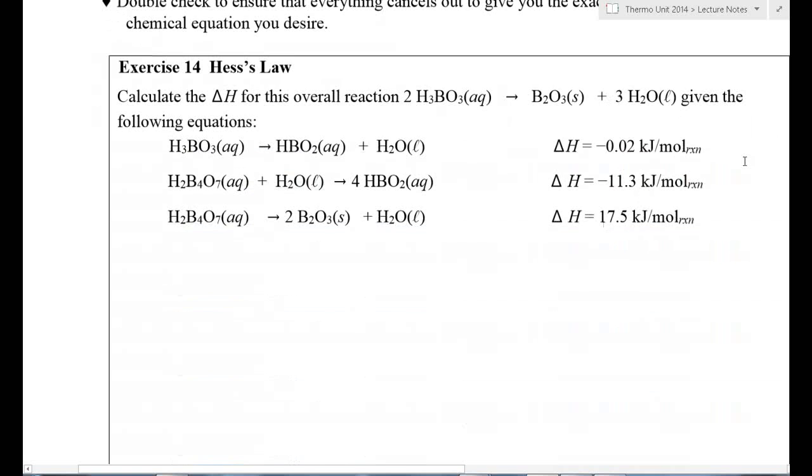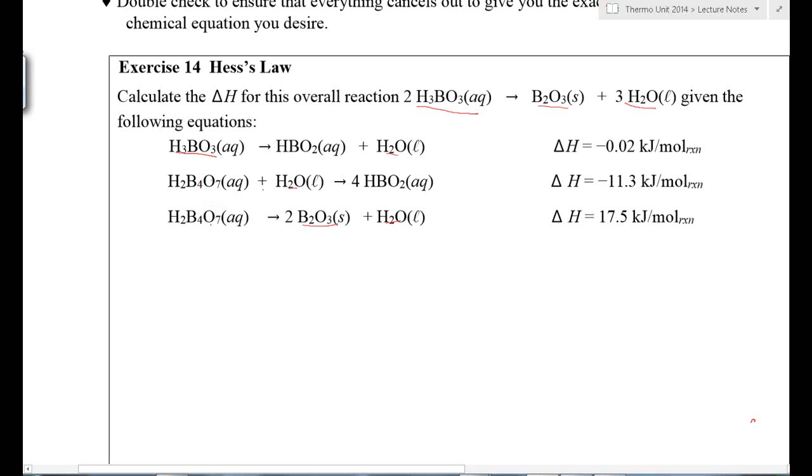So what I have to do is rearrange the equations if I need to. So I have H3BO3 as a reactant. So here it's a reactant, so that looks good. B2O3 needs to be a product, and here I've got B2O3 as a product. And I have water as a product here. It's a product here and here, but not here. And I have this intermediate, H2B4O7. I know it's an intermediate because it doesn't show up anywhere in the overall reaction.